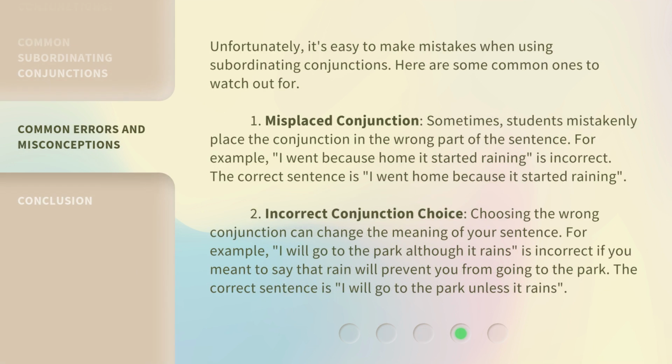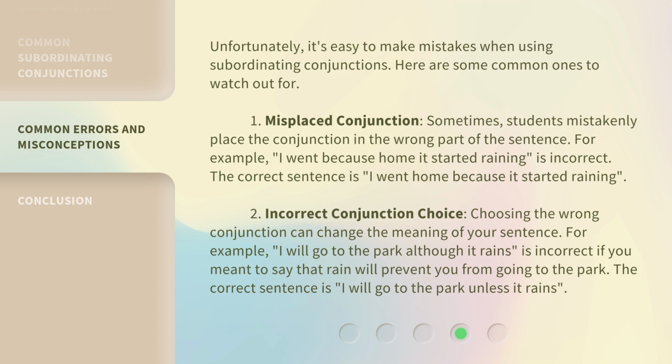Unfortunately, it's easy to make mistakes when using subordinating conjunctions. Here are some common ones to watch out for. 1. Misplaced conjunction. Sometimes, students mistakenly place the conjunction in the wrong part of the sentence. For example, I went because home it started raining, is incorrect. The correct sentence is, I went home because it started raining.